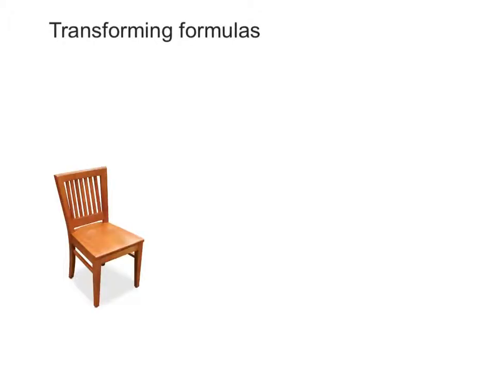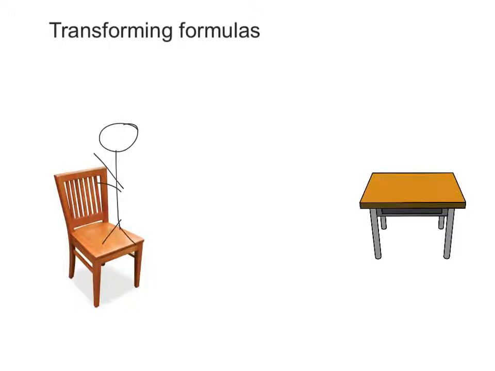Today we are looking at transforming formulas. You all know what transforming means, right? Like if you use something for something else or give it a different use. For example, sometimes I use a chair as a step stool. Sometimes I use a desk in class to sit on.